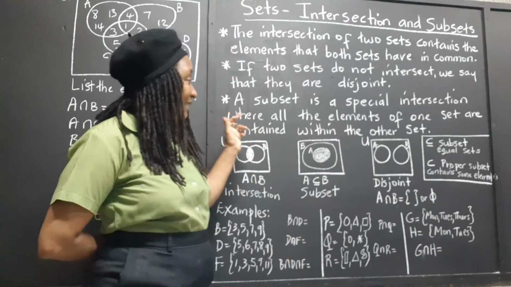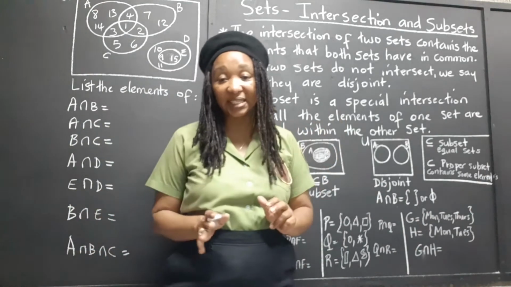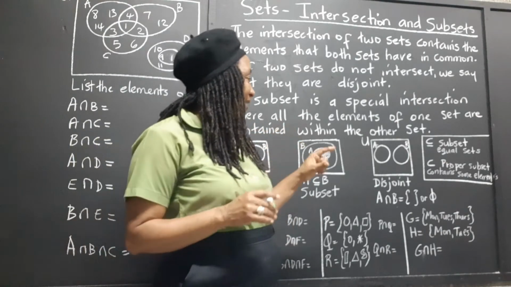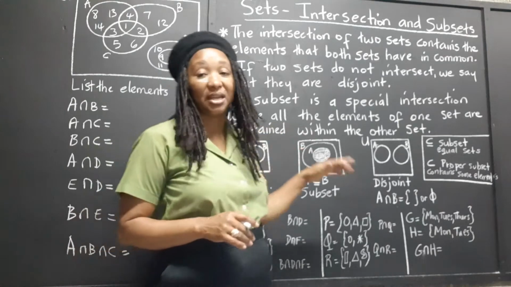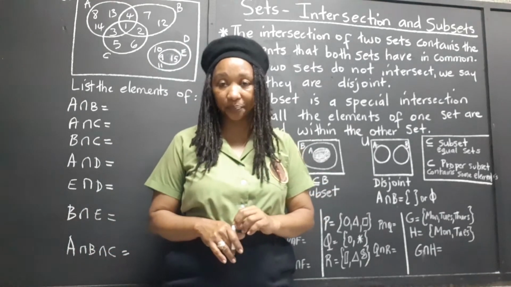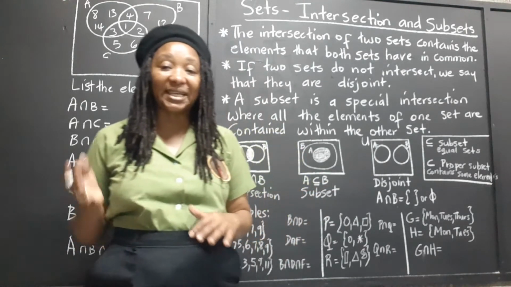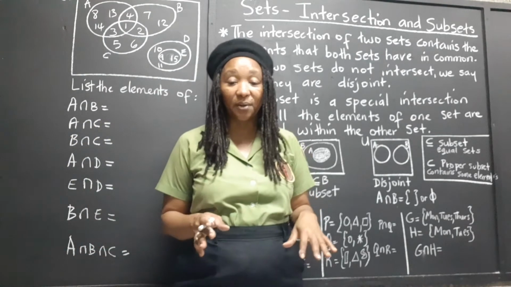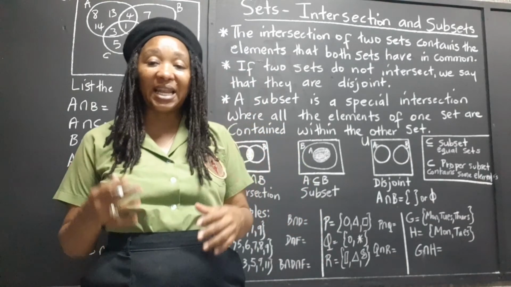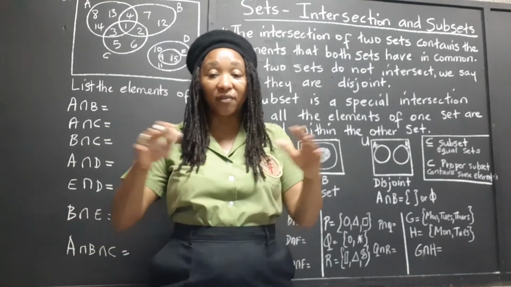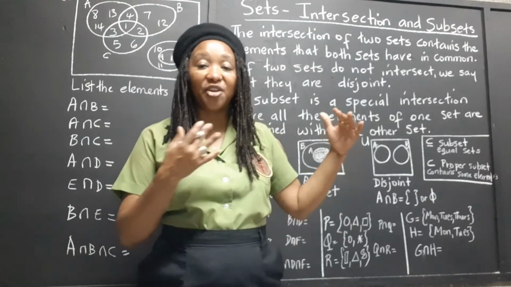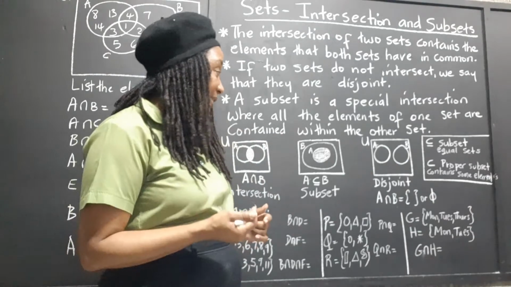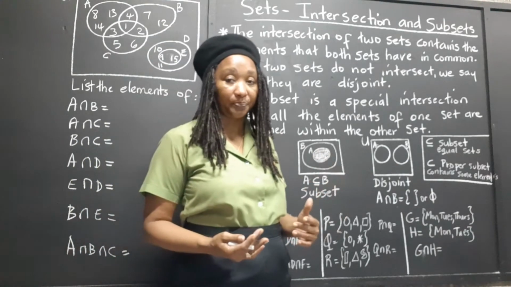A subset is a special intersection where all the elements of one set are contained within the other set. So a subset is a special kind of intersection of sets. If one set has elements that all of those elements are contained within another set, we say that the smaller set is a subset of the larger one.